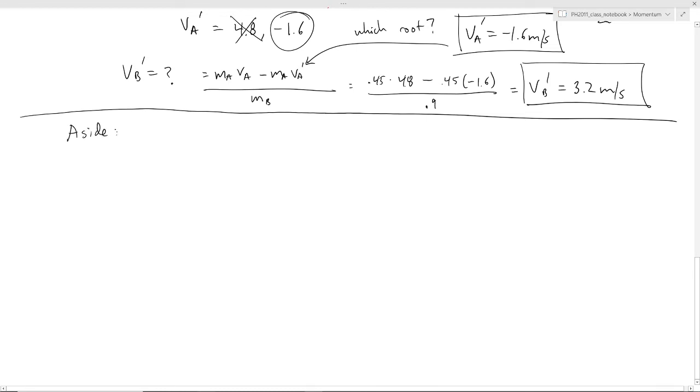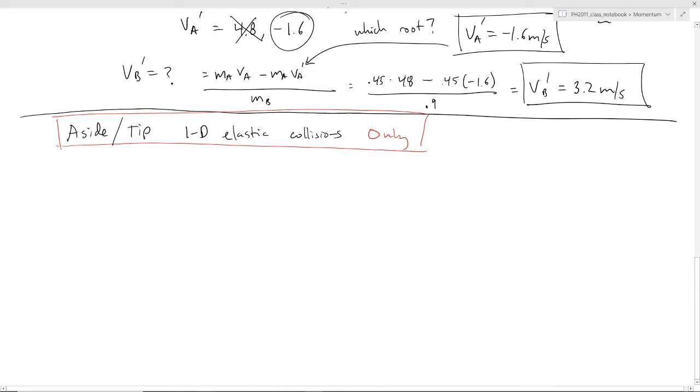So, an aside, a tip for dealing with one-dimensional elastic collisions. And let me put this in a different color. This is only applicable to 1D elastic collisions, but it can really simplify things.